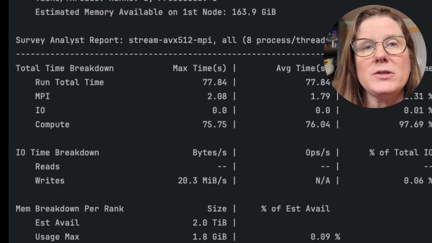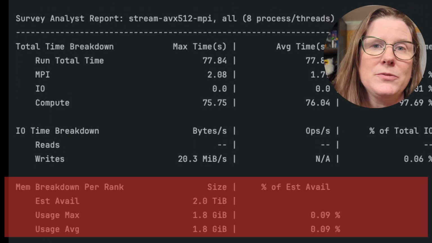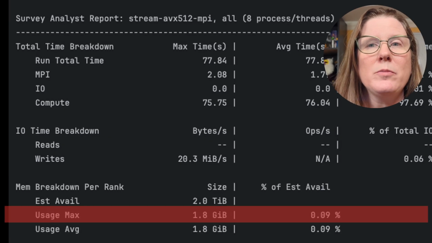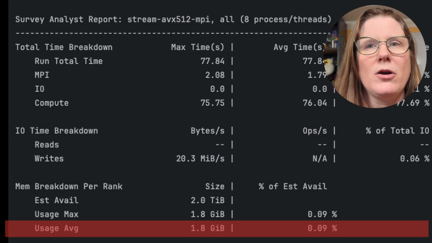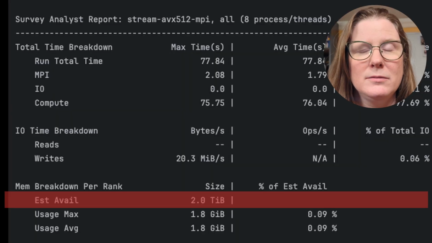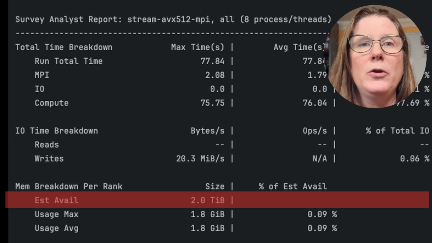Then the Analyst report summarizes your job's memory usage. Usage max is the high-water mark for the most memory-hungry rank. This is the maxrss value you need for planning. Usage average is the average peak across all ranks. When these values are close, your memory usage is balanced across ranks. When the usage max is significantly higher than the usage average, you have imbalanced ranks and your maximum is your constraint.